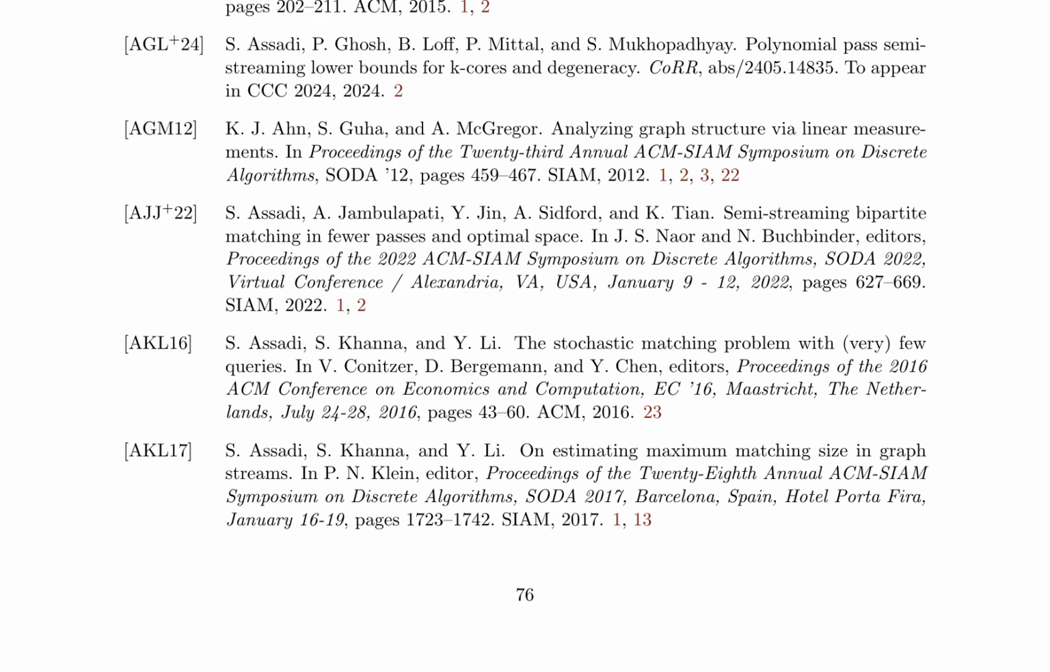Furthermore, the authors discuss polynomial pass semistreaming lower bounds for k-cores and degeneracy, providing insights into the limitations of current algorithms and potential areas for future research. In conclusion, the paper presents a comprehensive overview of recent advances in solving graph problems under resource constraints, highlighting both the achievements and challenges in this field. It serves as a valuable resource for researchers seeking to understand the complexities of graph algorithms in the semistreaming model and their applications in various domains.